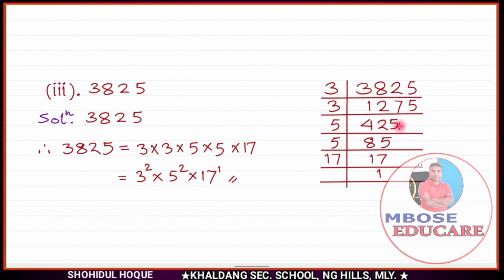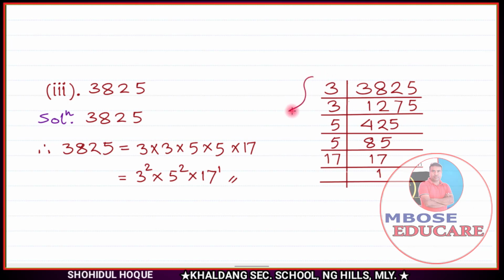As the last digit is 5, that means we can divide it by 5. When we divide 425 by 5, we get the answer 85. Now as the last digit is 5, again we can divide it by 5. 85 divided by 5, the answer will come 17, and 17 itself is a prime number. We can divide it only by 17. So 17 divided by 17, answer 1. So we have to stop here when we get the final answer as 1.